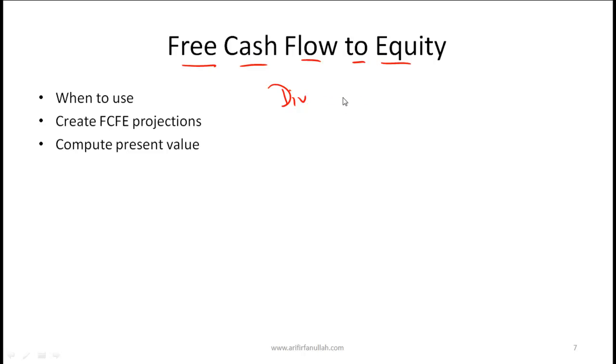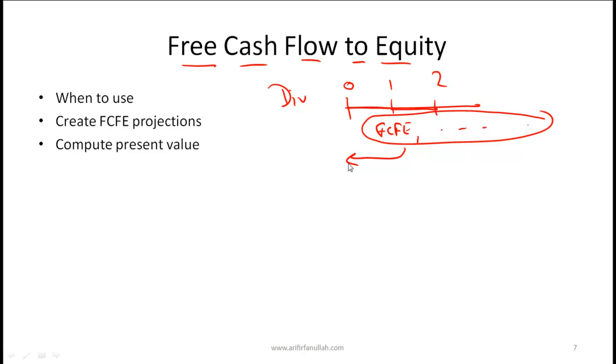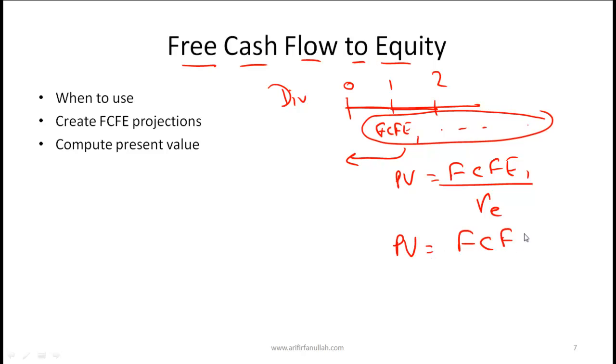In that case, for a given company, instead of using dividends, you forecast the free cash flow to equity for period 1, free cash flow to equity for period 2, and so on. And then we simply take the present value of the free cash flow to equity. All the examples that we just saw with the dividend model can still apply over here. So if you have a constant free cash flow to equity, then the present value will simply be equal to free cash flow to equity at the end of period 1 divided by the cost of equity. If you assume that the free cash flow to equity is growing at a constant rate G, then the present value will be free cash flow to equity at the end of period 1 divided by RE minus G, and so on.